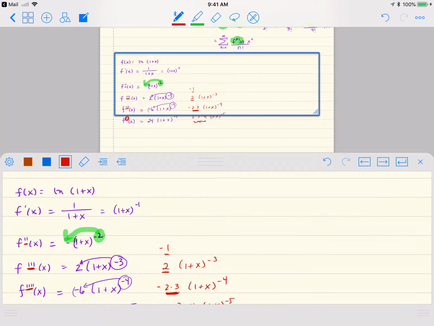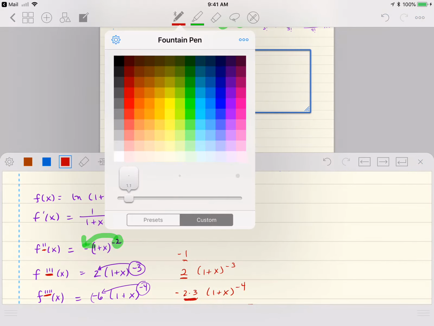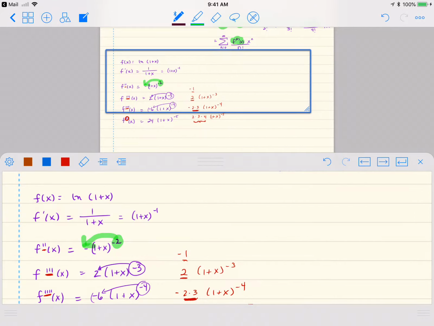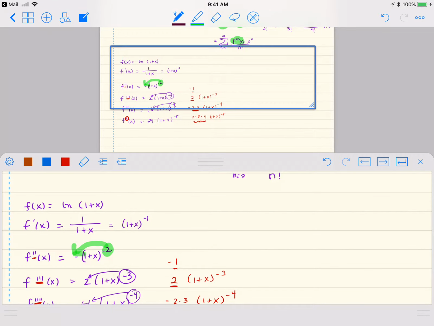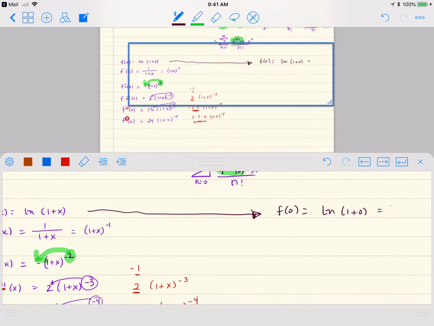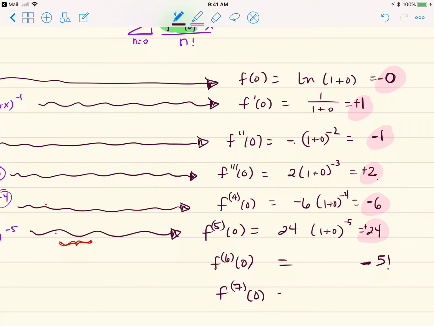Now, just like we came up with our list of the derivatives of f, now we need to compute f of 0. f of 0 is going to be natural log of 1 plus 0, which is natural log of 1. What's natural log of 1? 0.